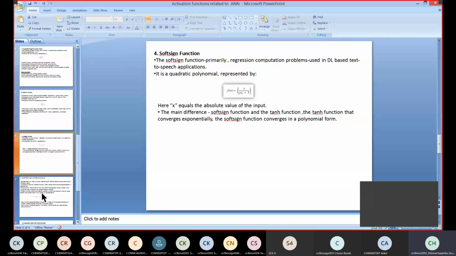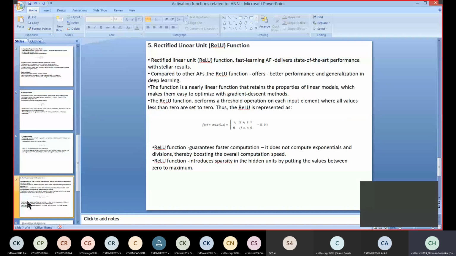Now compared to other activation functions, the ReLU function offers better performance and generalization in deep learning. This function is nearly linear and retains the properties of linear models, which make them easy to optimize with gradient descent methods. The ReLU function performs a threshold operation on each input element where all values less than 0 are set to 0.